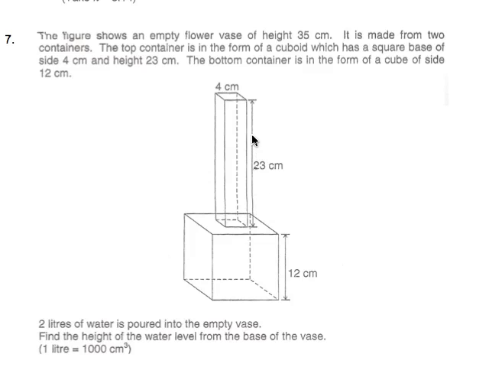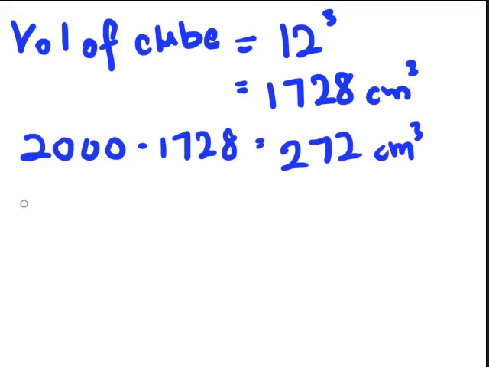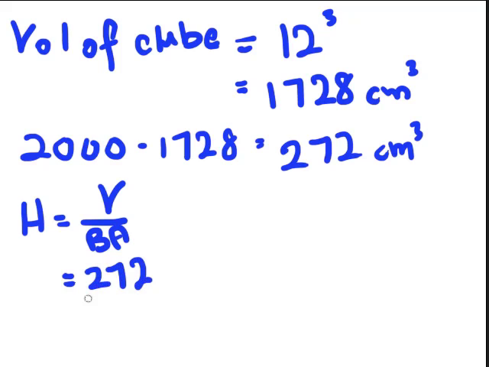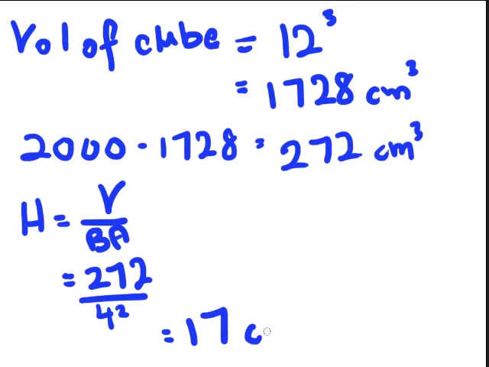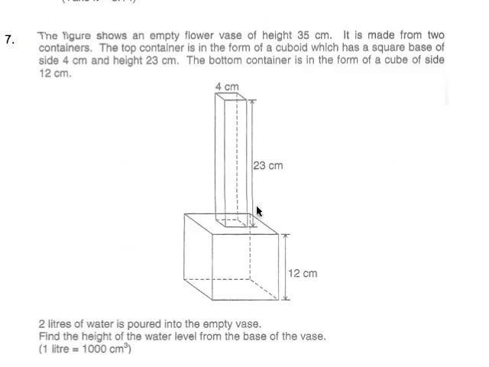How do I find the height if I'm given the volume and the base area? Very simple. Height equals volume divided by base area. My volume is 272 and my base area is 4 times 4, or 4 squared. That gives me 272 divided by 16, and the answer is 17 cm, which means that out of the 23 cm, the water level will rise up to 17 cm. But is that the answer?